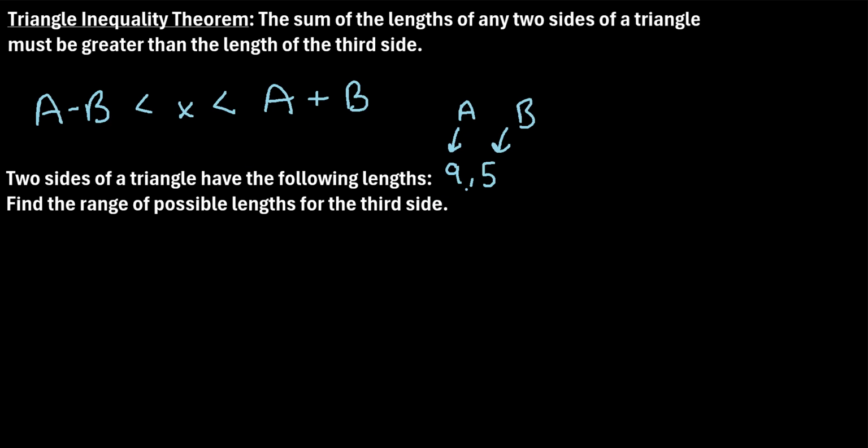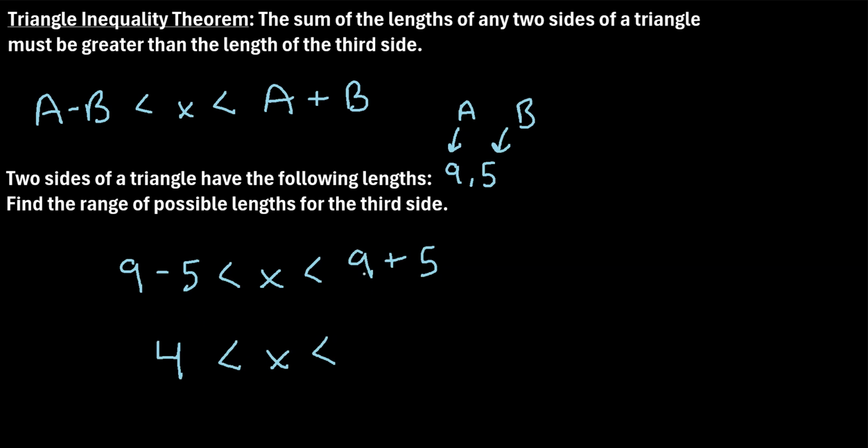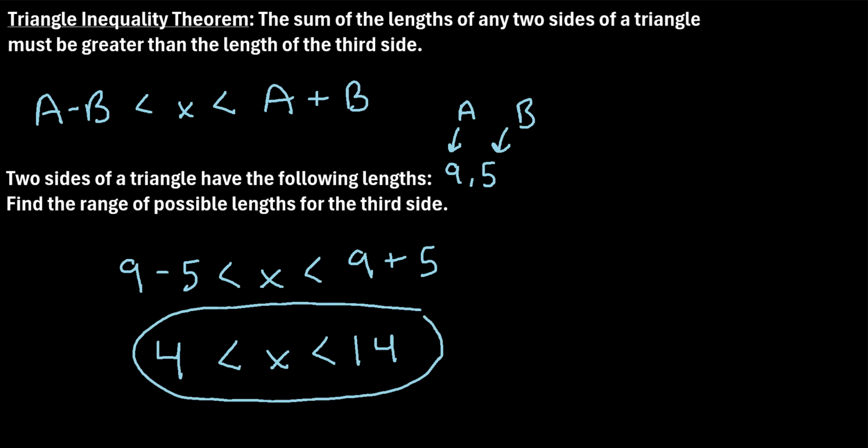So we'll say A minus B, so 9 minus 5 is less than x, which is also less than A plus B, so 9 plus 5. So we get 9 minus 5 is 4. So we'll say 4 is less than x, which is less than 9 plus 5, that's 14. So here is our final answer. x can be between the values 4 and 14, not including 4 and 14. So these are the possible range of values for this third side of the triangle, if we know that the other two sides are 9 and 5.